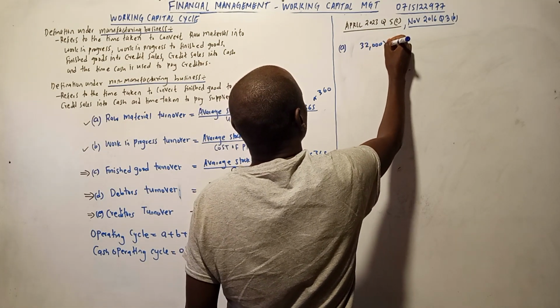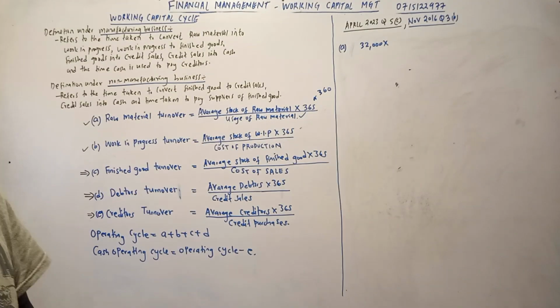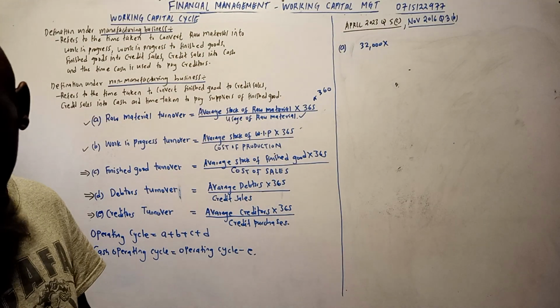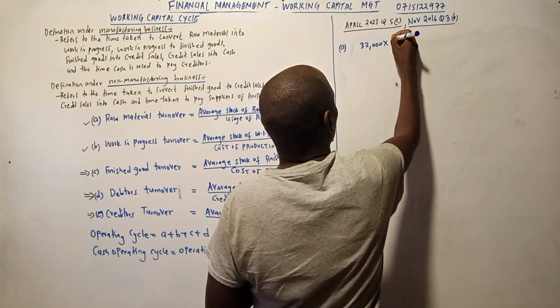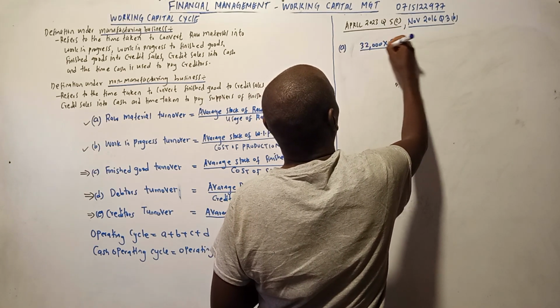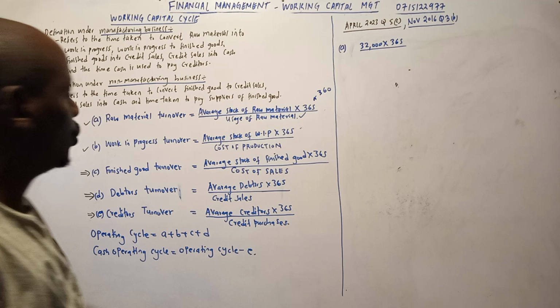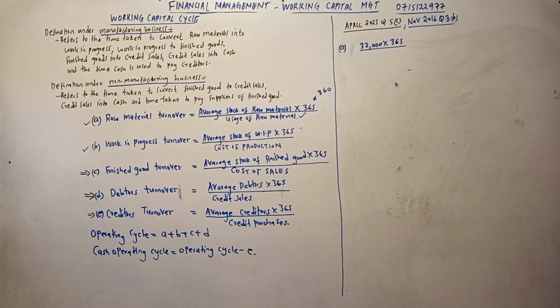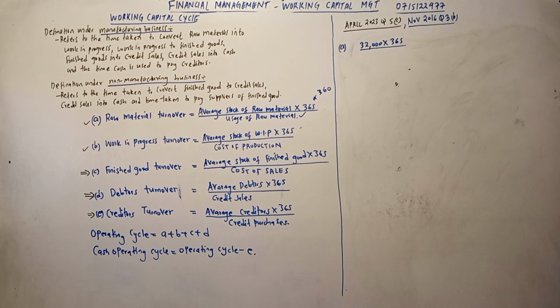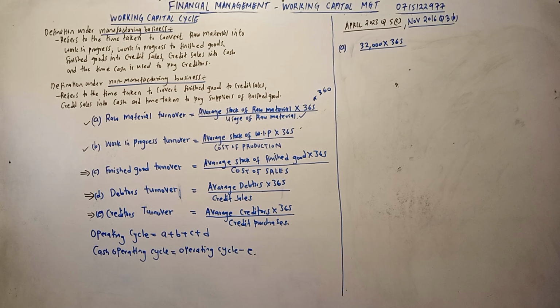32,000 times, we are supposed to multiply with the number of days, which is 365, over the usage. I told you the usage represents the purchases. Usage is another name for purchases, or consumption of raw material. So usage of raw material is the consumption of raw material.